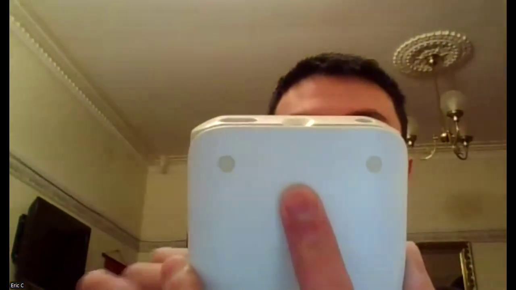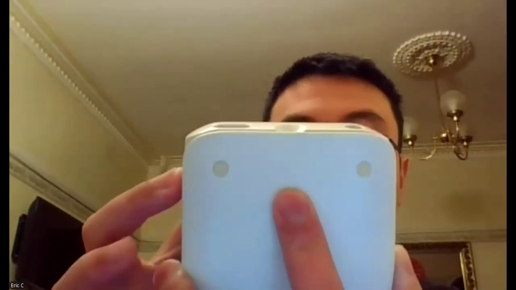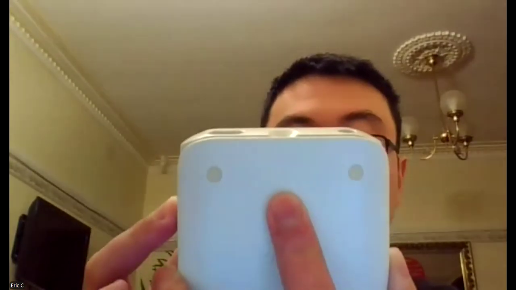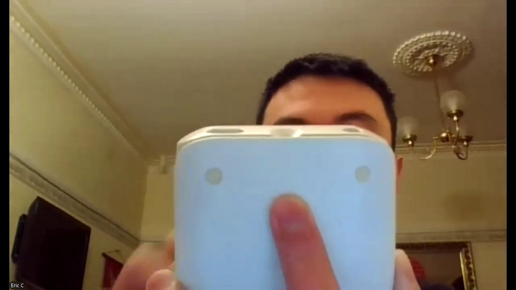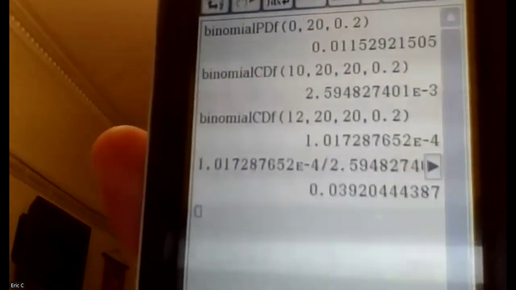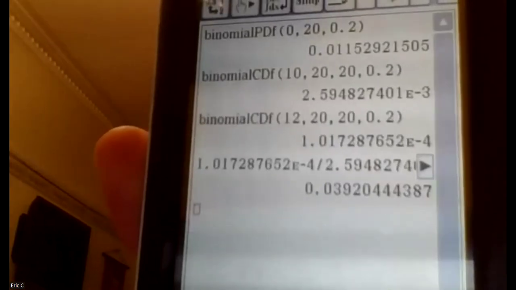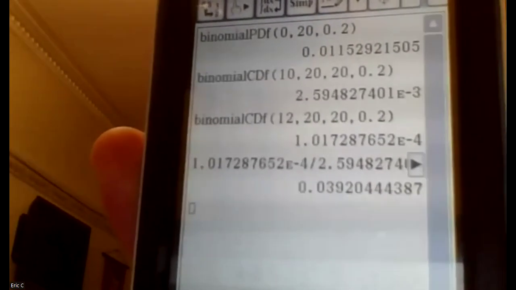And then we just do the probability of X bigger than or equal to 12 divided by the probability of X bigger than or equal to 10. Just do that here and then go execute. So your final answer for part C is 0.0392.